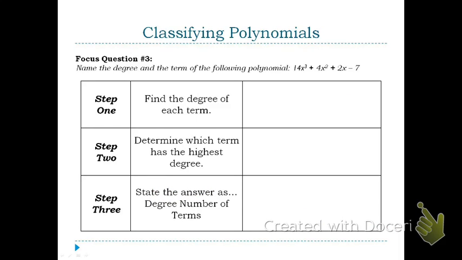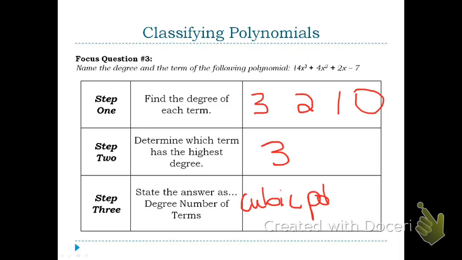Okay, let's check your work. So the first term has the highest exponent 3, then 2, 1, and 0, so the highest degree is 3, and therefore its name is a cubic polynomial. Looks like you're right.